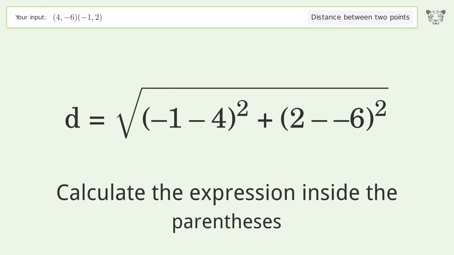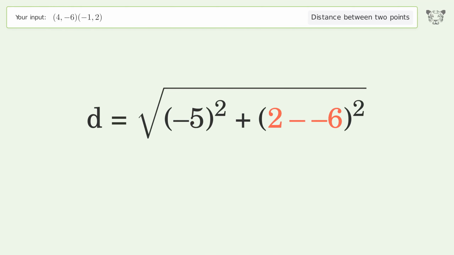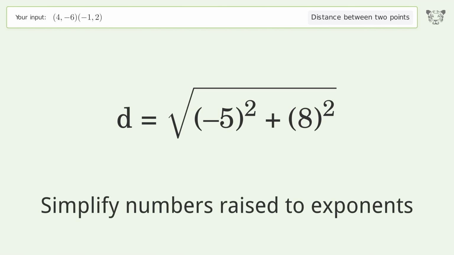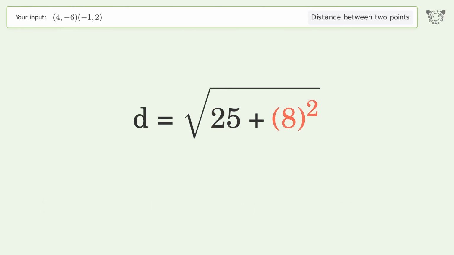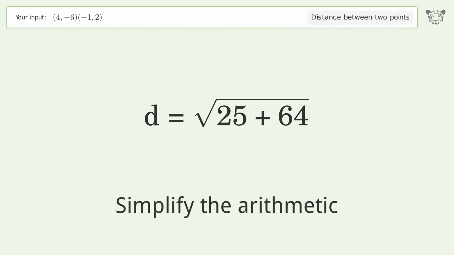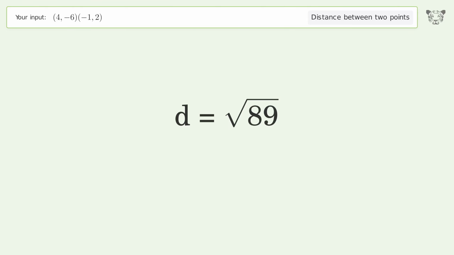Calculate the expression inside the parentheses. Simplify numbers raised to exponents. Simplify the arithmetic. And so the distance between the 2 points is the square root of 89, or 9.434.